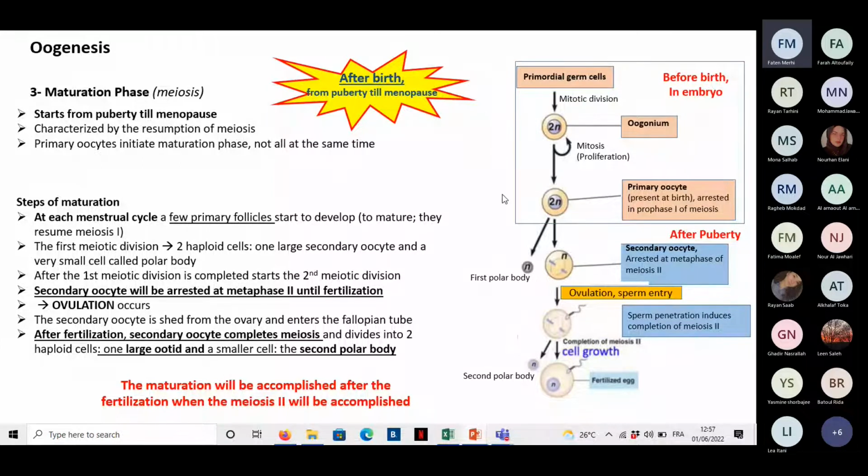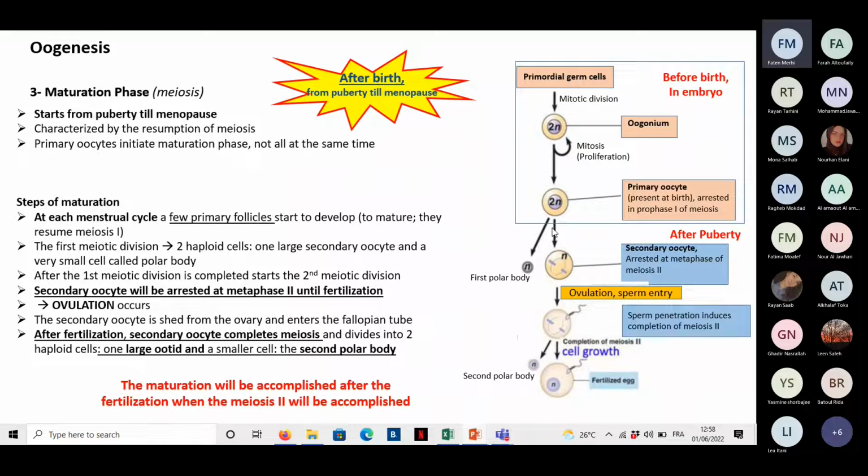It's only after puberty and at each menstrual cycle that a primary oocyte, which was formed before birth, will resume the meiosis, so it can continue its meiosis. So now after puberty, let's say one primary oocyte can resume the meiosis. It will divide to give 2 cells at the end of the meiosis 1. It will give one secondary oocyte and another small cell called the first polar body.